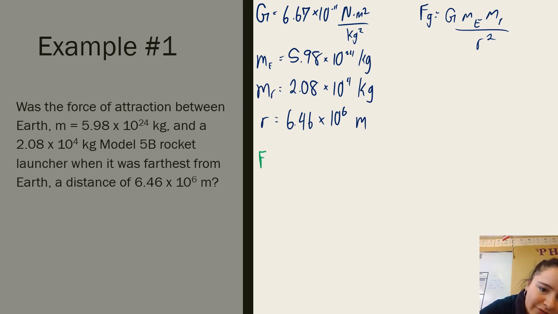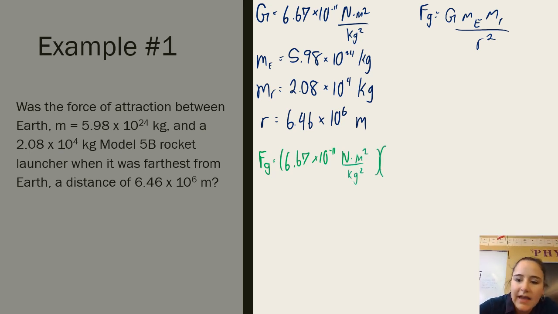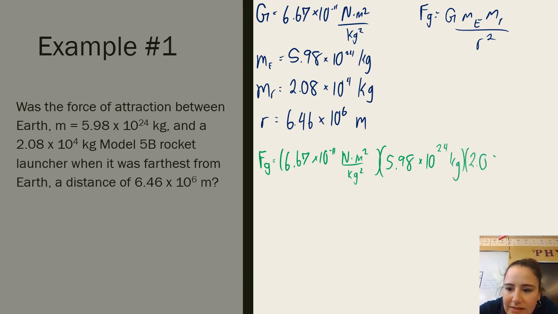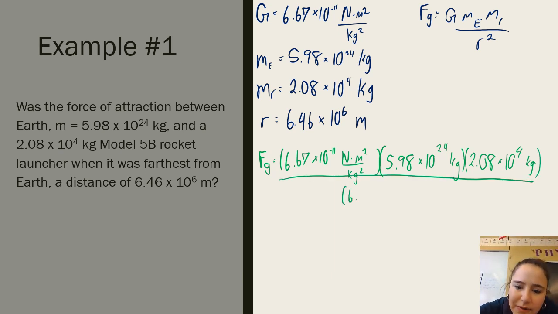So we have that the force of gravity is 6.67 times 10 to the negative 11 Newton meters squared per kilogram squared times the mass of the Earth, 5.98 times 10 to the 24th kilograms times the mass of the rocket, 2.08 times 10 to the 4th kilograms, so about 20,000 kilograms, divided by the distance between them, 6.46 times 10 to the 6th meters squared.